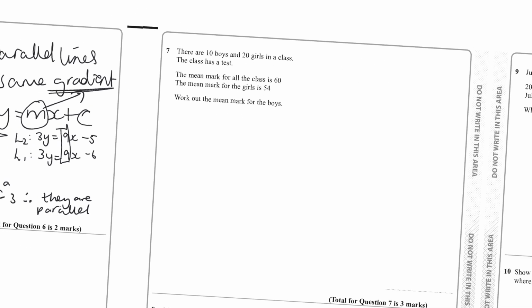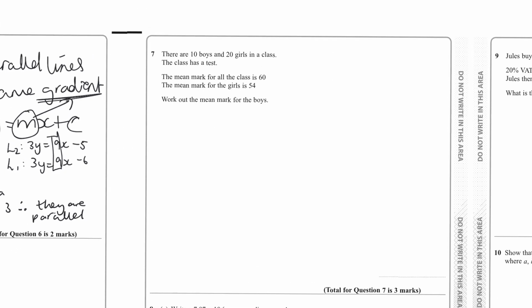So moving on to question 7, so we've got a bit of mean. So 10 boys, 20 girls. We've got the mean mark for the class and the mean mark for the girls. We're trying to work out the mean mark for the boys. So the first thing is you want to work out the total marks for the class. And in order to work out the total marks, your mean is 60, which means that for each person, they roughly got 60 marks.